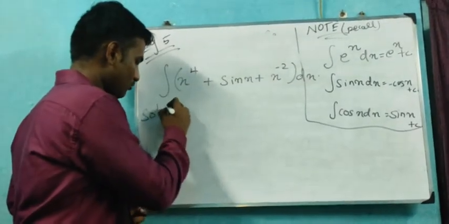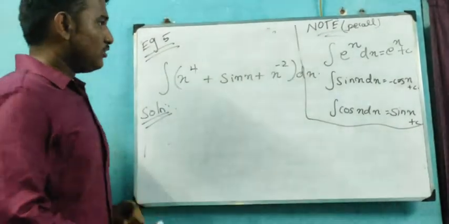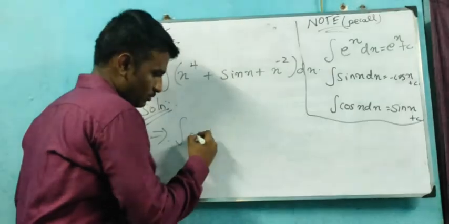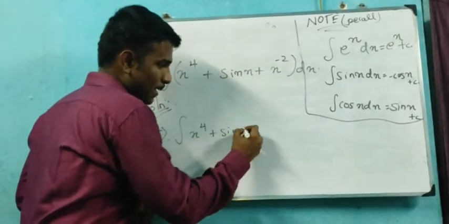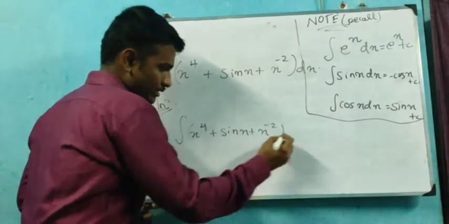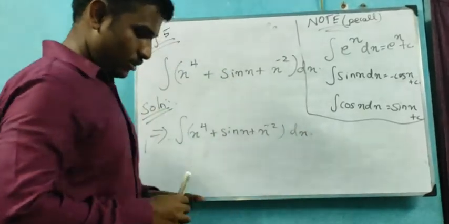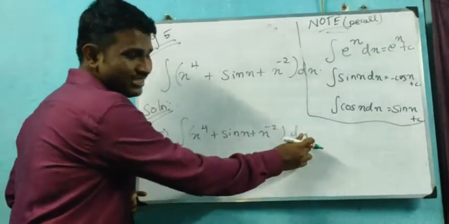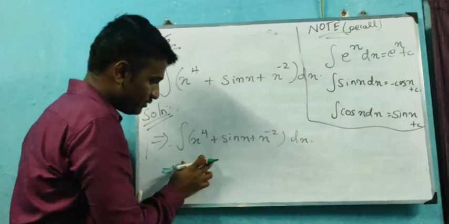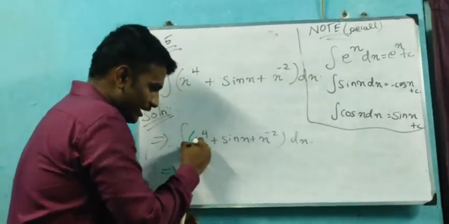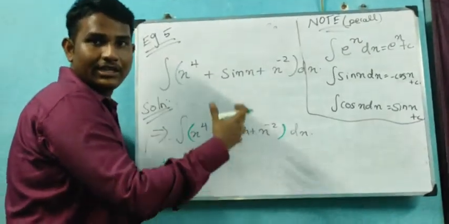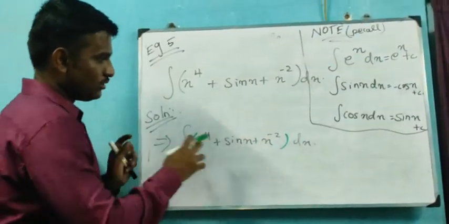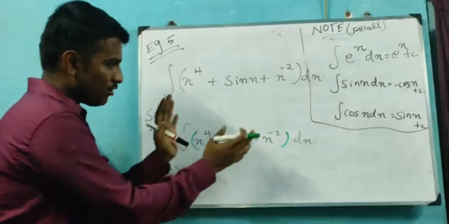Solution: how to find the solution of this problem? First I am writing this question: x power 4 plus sin x plus x power minus 2 into dx. This pen is not writing, so I will change the pen. This dx and this integration both are common for this full bracket. It is a bracket, so integration and dx both are common.